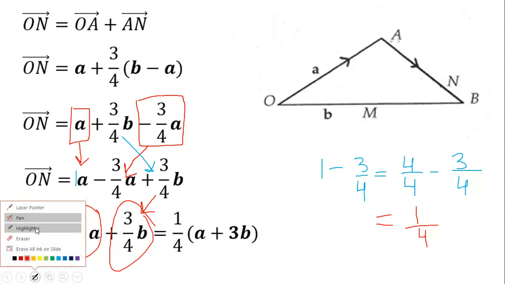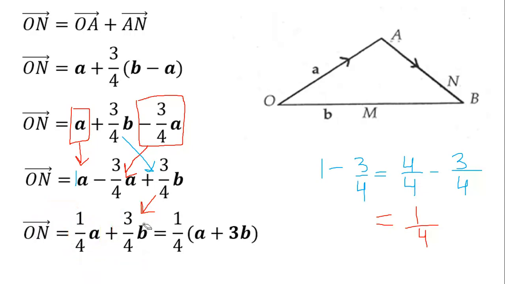But if you want to factor it out, you can. And that's what I did here. I factored out a 1/4. And so this is the same thing as this. I just wrote it in a different way. And what that means is that we have 1 over 4 multiplied by A, which is going to give us 1 over 4A. And we have 1 over 4 multiplied by 3B, which is going to give us the 3 over 4B. And so this is what ON is. ON is 1 over 4 multiplied by A plus 3B.